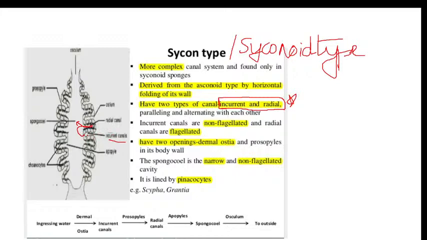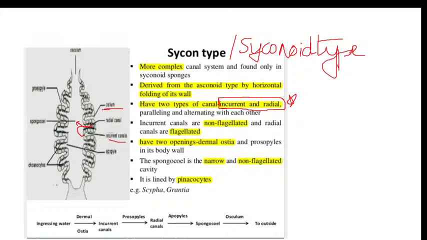They simply have non-flagellated cells, but the radial canals have flagella. See, just look here. Incurrent canal cells, flagella illa. But radial canal cells, you can see brush bordered here. They are flagellated. Then they have two openings, that is the dermal ostia and prosopyles. They have two openings, that is the dermal ostia, that is this one.